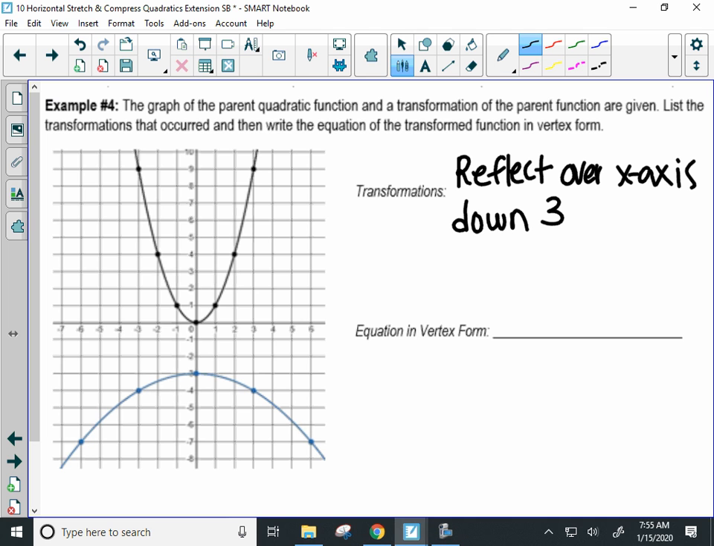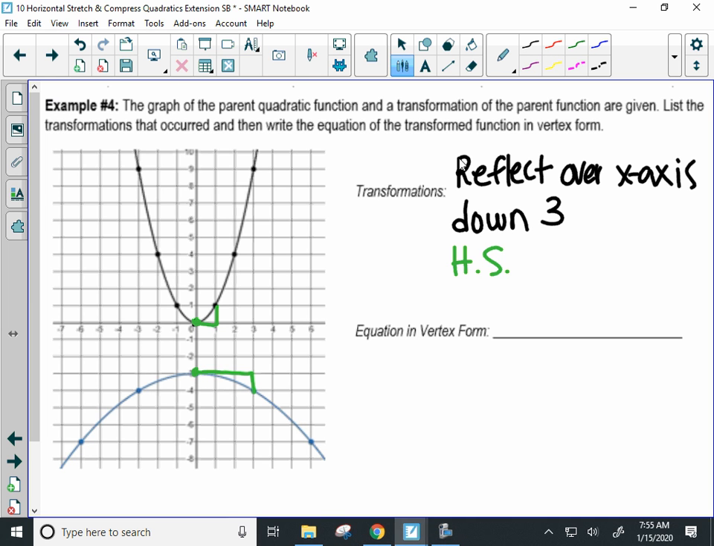Now that we have two options, we have to look at the values. So think about your parent function pattern. Normally here on this top graph, I'll use a different color, you start at the origin and you go out 1, up 1. So if I start at the vertex here, this time I have to go out 3 to go up 1. Since I went out 3, that's changing the x, which means that that is a horizontal stretch.